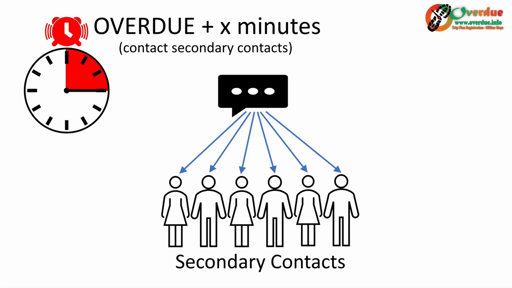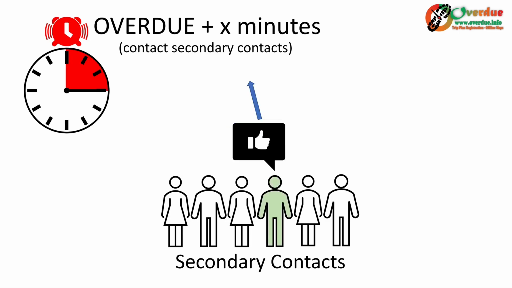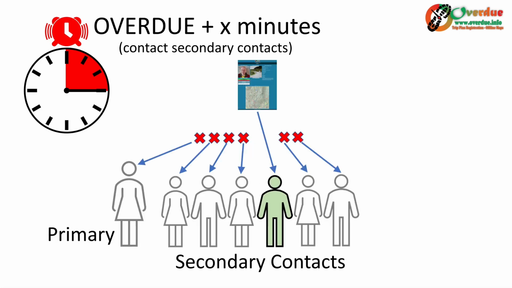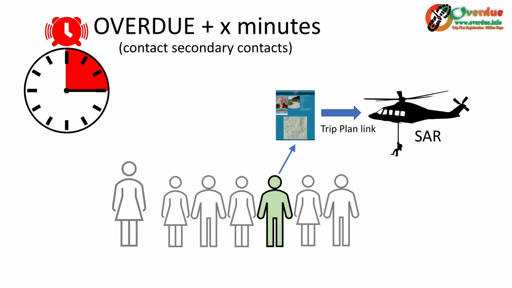If for some reason that primary contact isn't able to respond, then the same process repeats with the secondary contacts, of which the user can have up to 6. Again, one of those persons would hopefully reply in the affirmative, and then the remaining contacts will be given a stand down, so we only have one person handling the actual response. That one person is sent the trip plan, and as before, that trip plan would be sent to search and rescue via emergency services.